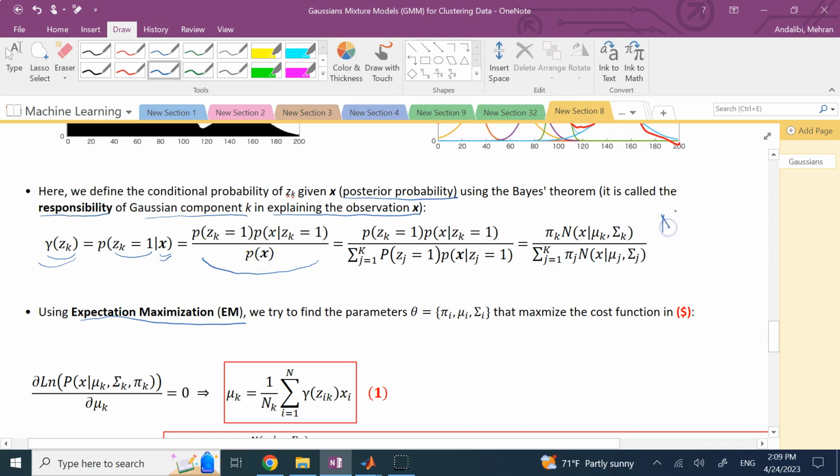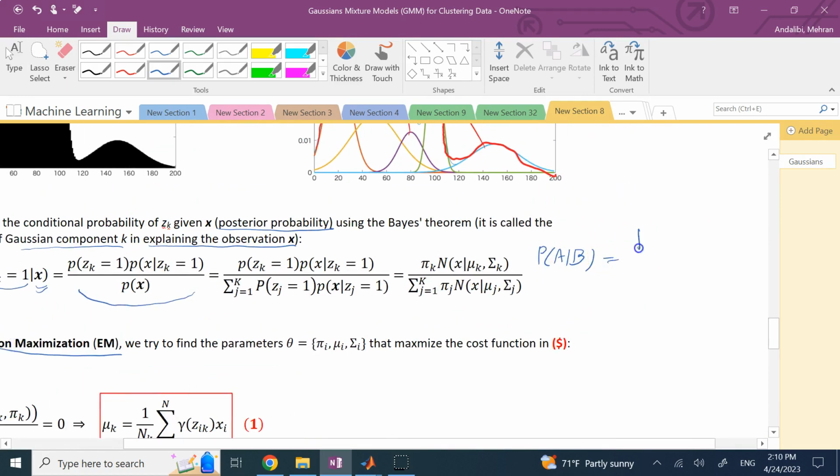We all remember the Bayes formula that P of A given B is what? This is equal to P of B given A, times P of A, and then divided by what? P of B. I have explained this in one of my original videos. So this is the posterior probability, this is the likelihood function, this is the prior probability, and this is the normalizing factor, basically.